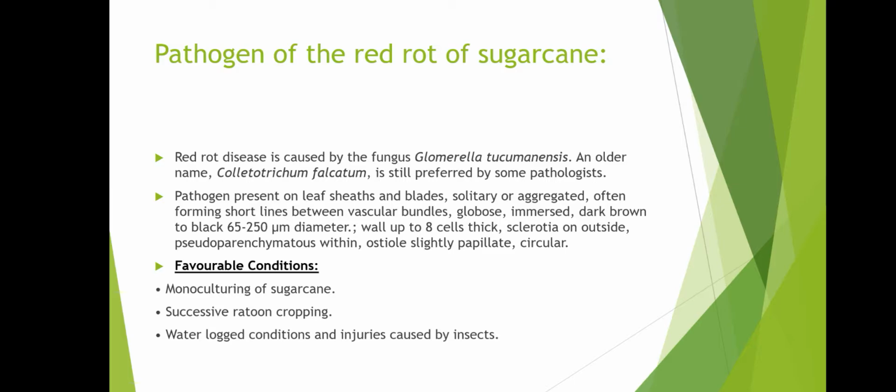So, favorable conditions for the growth of this fungus are monoculturing of sugarcane, meaning farming only sugarcane on the same piece of land year after year. Then successive ratoon cropping, waterlogged conditions, and injuries caused by different insects make the sugarcane prone to attack by this fungus.